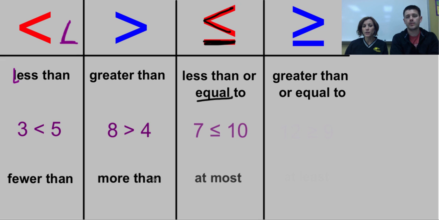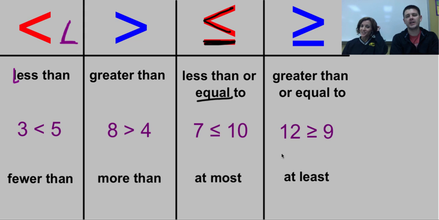It's a little trickier when the line is underneath it. 7 is less than or equal to 10 would be our example, and that is true. It could equal 10 as well. But this time our key words are at most. So you can be at most 10 years old to ride the ride.